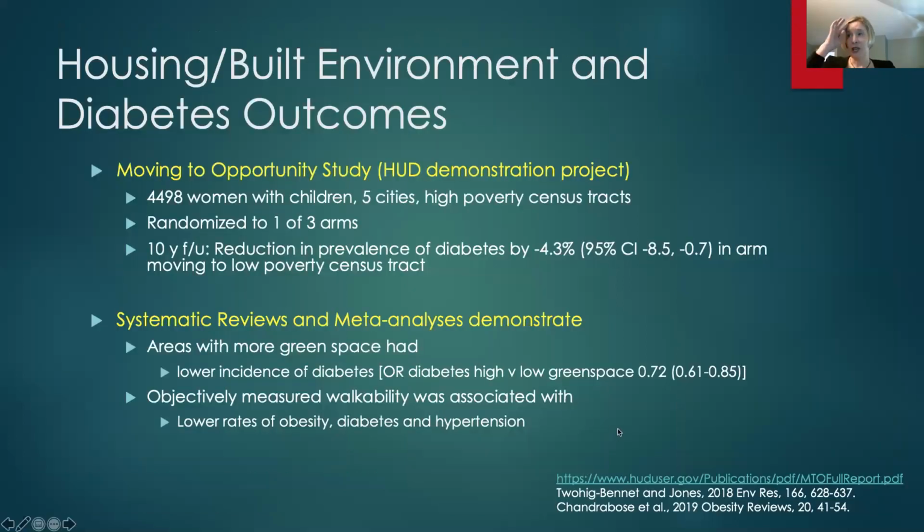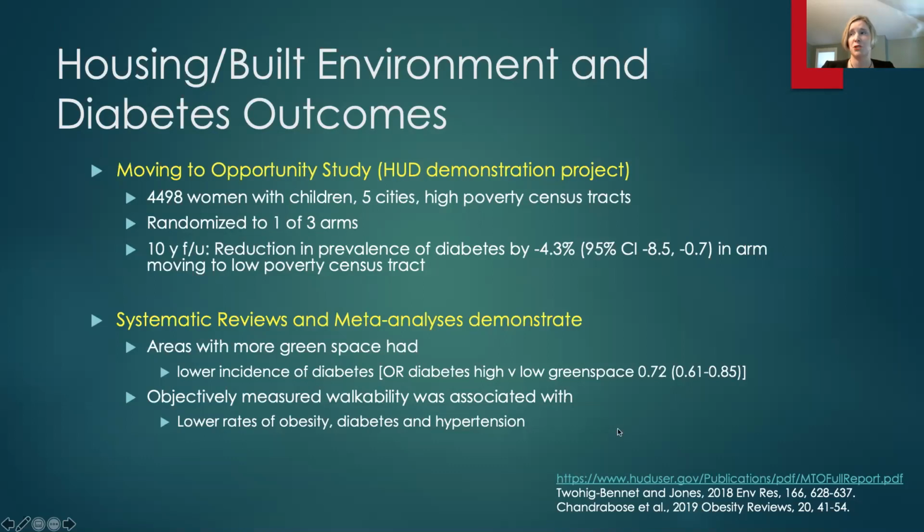So thinking about the impact of the structurally racist policy of redlining on housing and neighborhood investment, let's discuss a few of the studies examining the relationship between housing, built environment, and diabetes. This can be difficult to separate from poverty and structural racism.